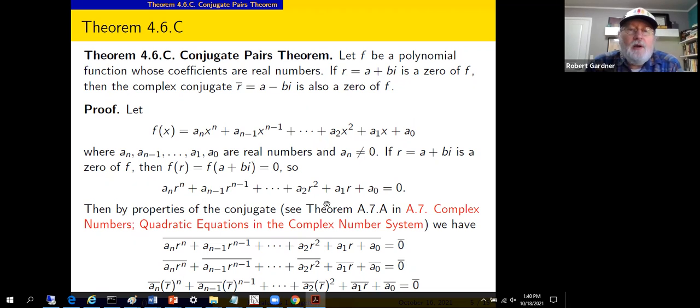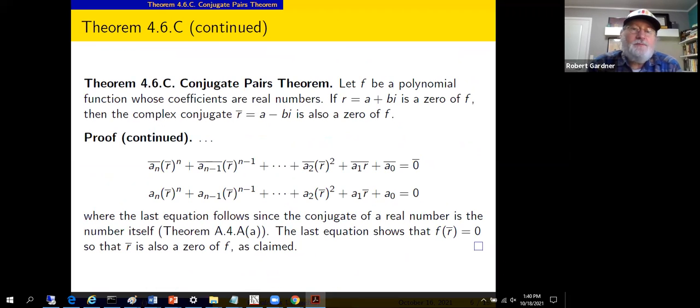But we got some real numbers here. All the coefficients were real numbers. All the a sub n minus 1 coefficients, those are all real numbers. So when we conjugate all these coefficients, nothing happens because those coefficients are real numbers. 0 is a real number. When we conjugate 0, nothing happens. In other words, a sub n conjugate is a sub n. A sub n minus 1 conjugate is a sub n minus 1. A sub 0 conjugate is a sub 0. 0 conjugate is 0 itself. Because all of these things are real numbers.